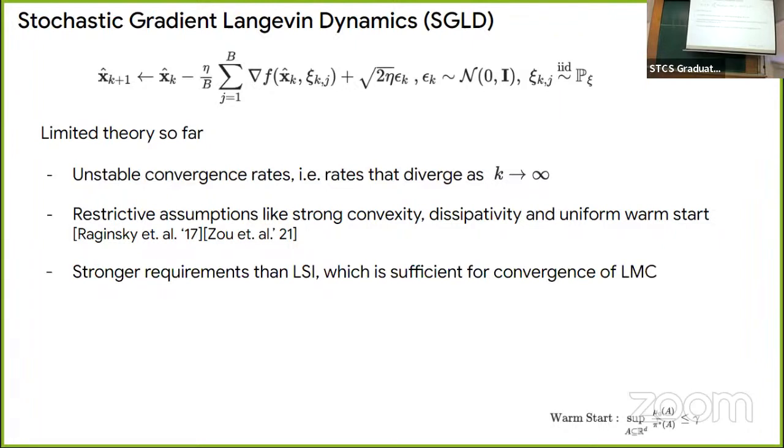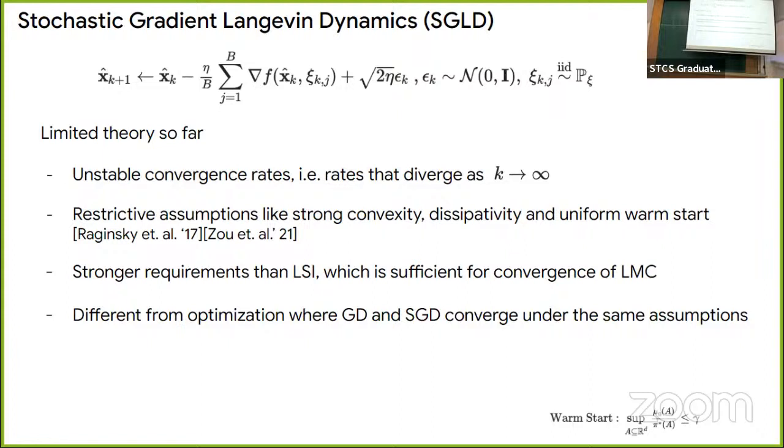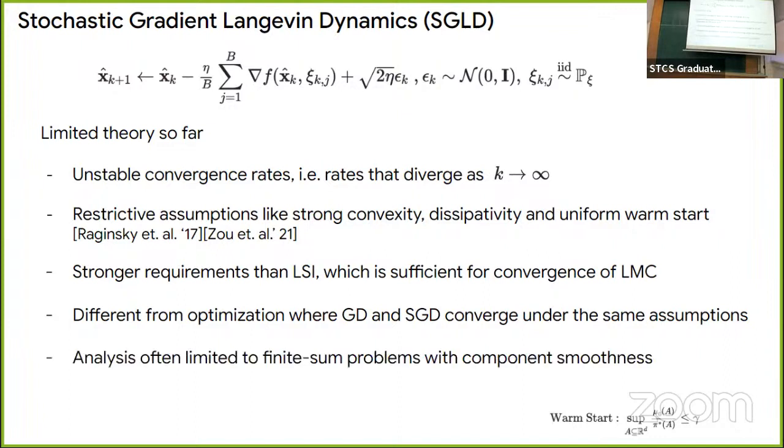However, Langevin Monte Carlo can be analyzed with just a logarithmic Sobolev inequality on f, which is the standard assumption for Langevin Monte Carlo, and this is sufficient. So there's a gap compared to the optimization literature, where we can show that gradient descent and stochastic gradient descent converge under pretty much the same assumptions. So why is there such a gap here? Can we bridge this gap? Is the question. Can we show that under pretty much the same assumptions as when Langevin Monte Carlo converges, SGLD also converges?